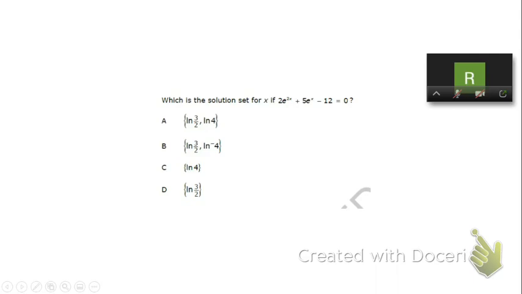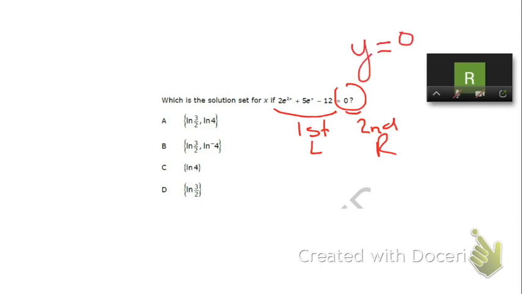Which is a solution set here. Again, I suggest just doing this as the first graph is your left side, second graph is your right side, and find out where they intersect. And remember, when you're plugging in a number into Desmos, do y equals that number, because otherwise it doesn't read it.